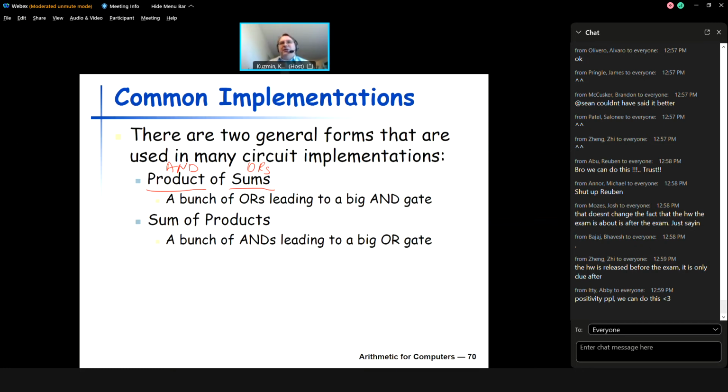Sum of products is kind of the opposite. So we have products, so we have AND gates, and then we have a sum of them. So we have a single OR gate at the second level, so it's a cascaded circuit. So we have an OR gate that would combine the outputs of all those ANDs. Okay.